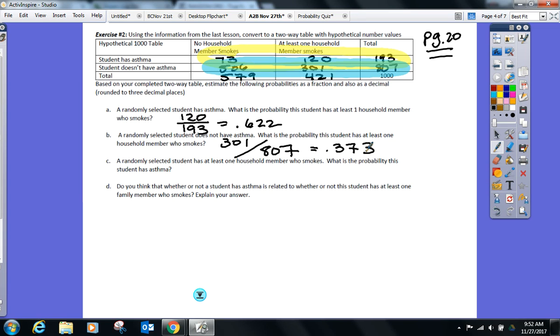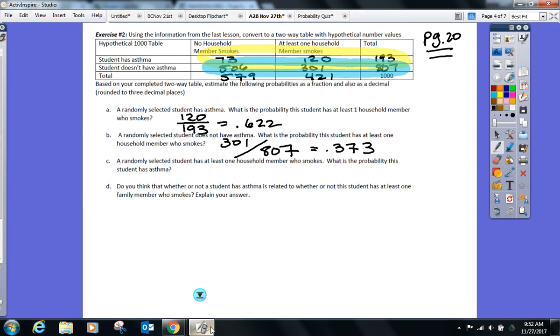For this part A? Yeah, that's 73 plus 120. These do add up to 1,000. 193 and 807 add up to 1,000. And so the bottom ones. Okay? All right, here you go.